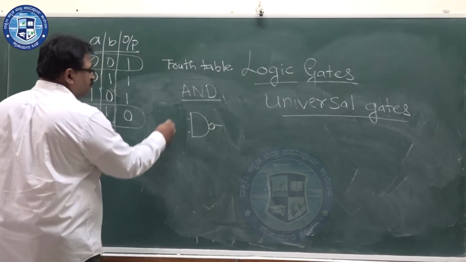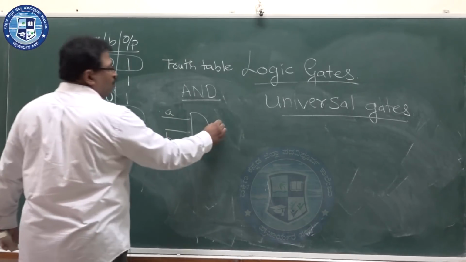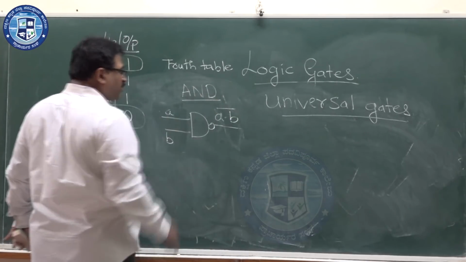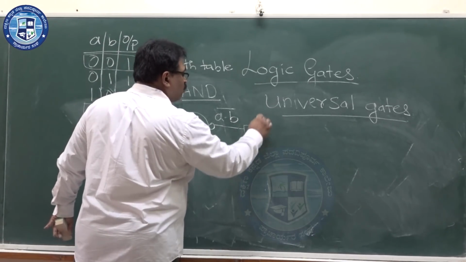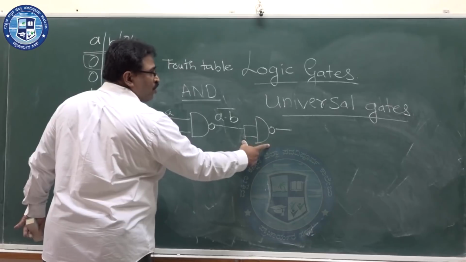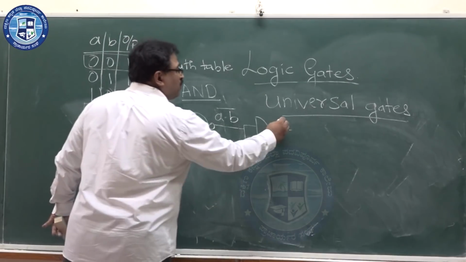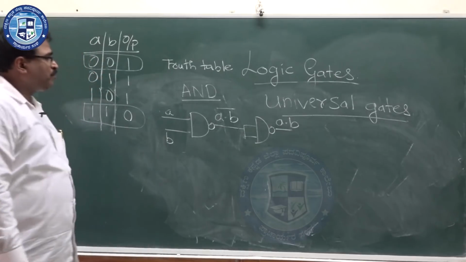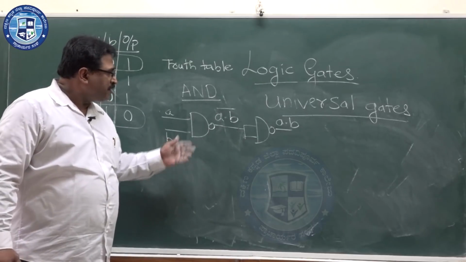Now look at the circuit. So you have A, B. So what will be the output of this NAND gate? A dot B the whole bar, right? Now if I give this to another NAND gate, but this is a NOT, right? So if I give this to this particular gate, the output will be A dot B, right? So I'm making this circuit to work like an AND gate.